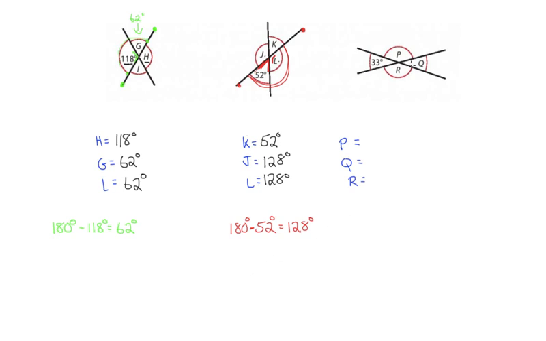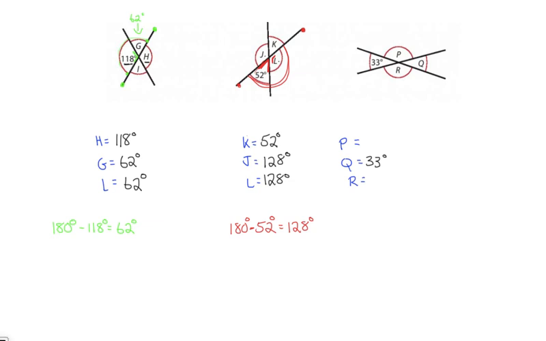Now let's have a look over here at this one. Okay, so 33 degrees is opposite the angle Q. All right, so Q is an opposite angle of 33, so it must be 33 degrees. All right, because they are opposite angles, and opposite angles are equal.